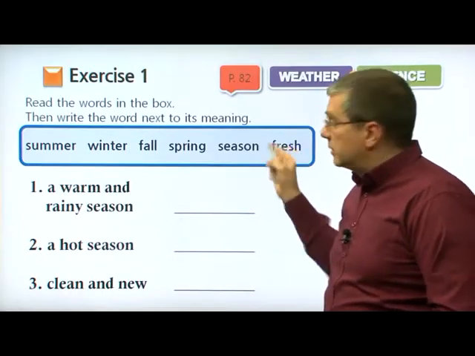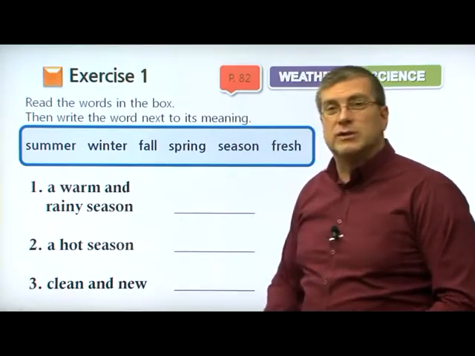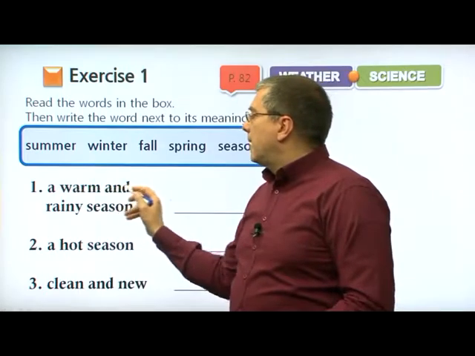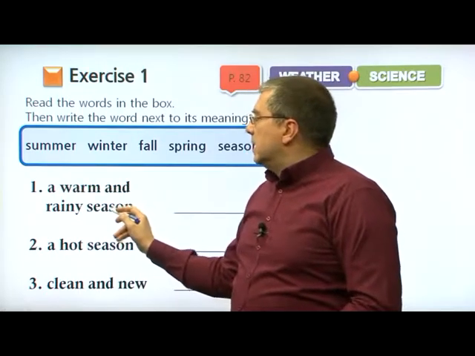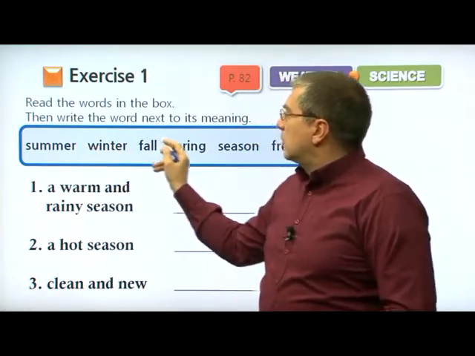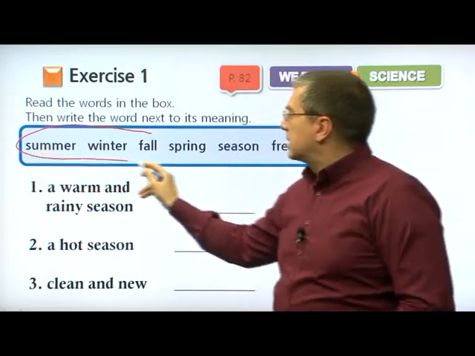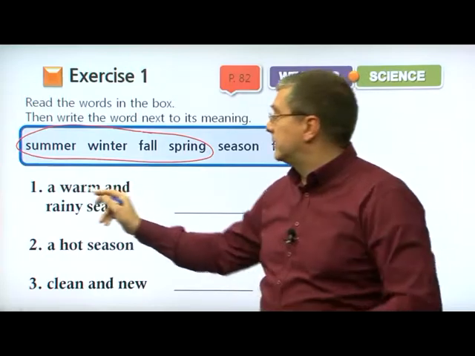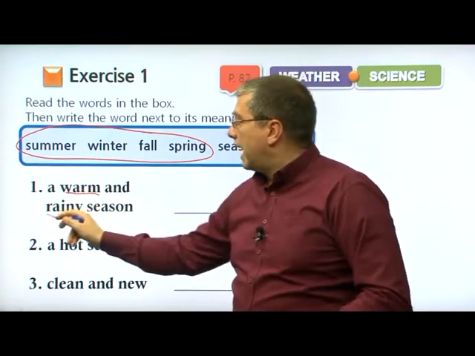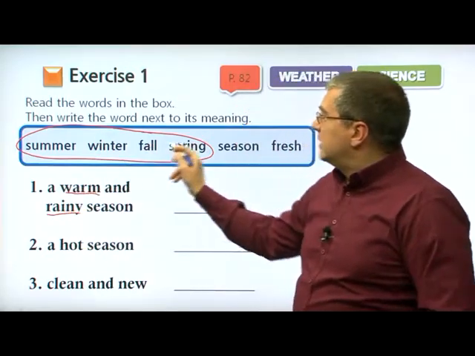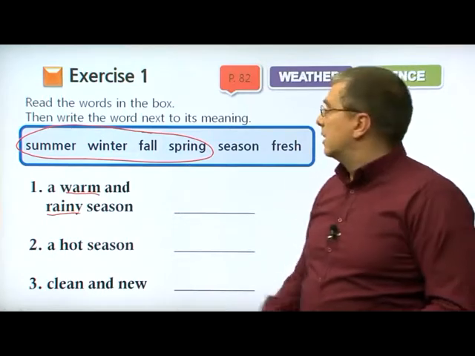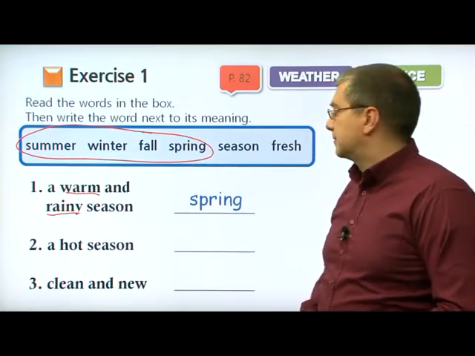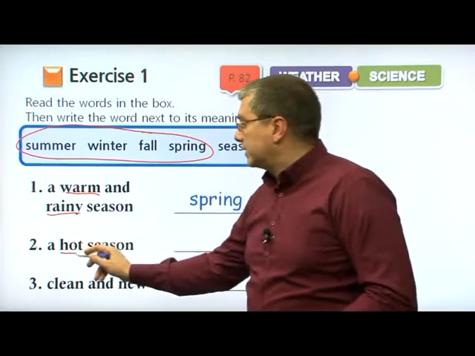Let's match these words to their definitions. Are you ready? Let's start with number 1. Number 1, a warm and rainy season. So we're looking for one of these 4 words. Remember, I said these are the types of seasons, right? So we're looking for a type of season, one that is warm and rainy. In which season is it warm and rainy? Of course, we learned that was spring, right? It's spring.